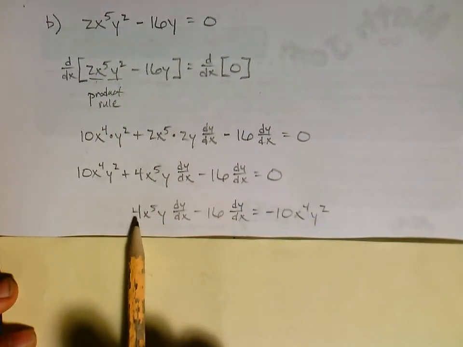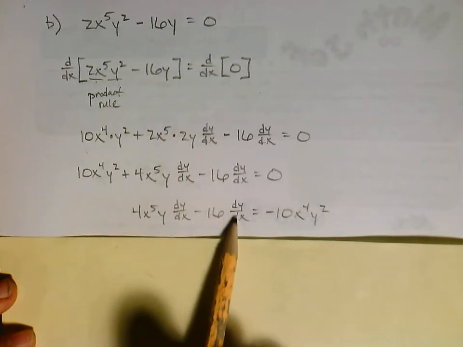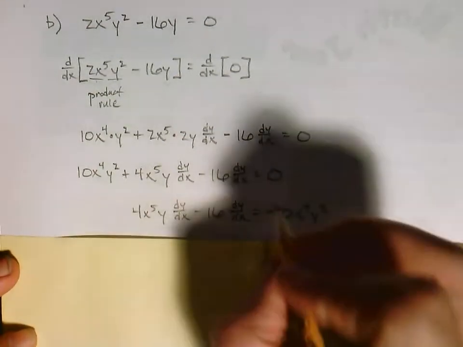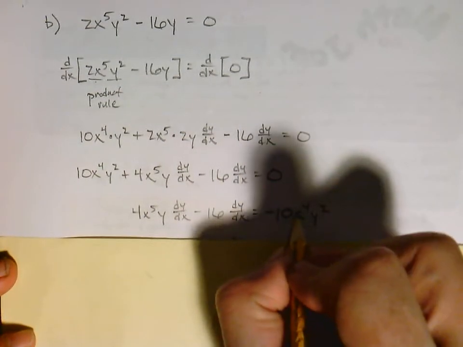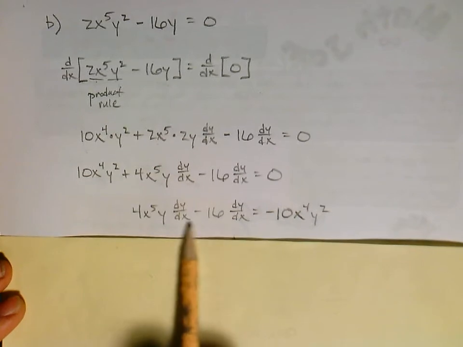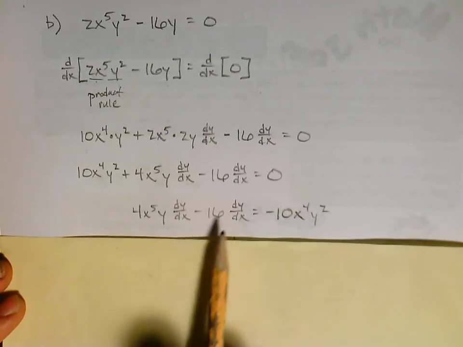So we've got 4x to the 5th y, dy over dx, minus 16 dy over dx equals, and when we subtract that, negative 10 x to the 4th y squared. Why would we move the term that does not have a dy over dx to the other side? Because we're now going to do something with these two terms. With only these terms remaining on the left side, they both have dy over dx.